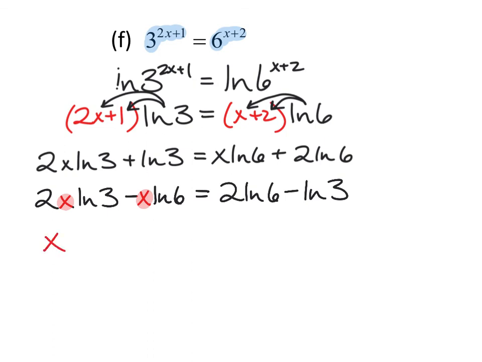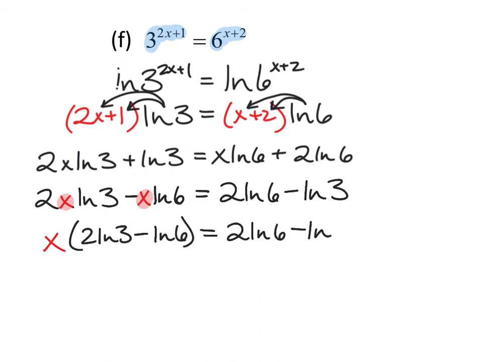Again, hopefully you notice that we still have those common x's over here that we can factor out. This is going to be x with the leftovers of 2 times the natural log of 3 minus natural log of 6. And then to solve for x, I just divide by the constant near it, or by the coefficient near it, which means x is going to be 2 times the natural log of 6 minus natural log of 3, all divided by 2 natural log of 3 minus natural log of 6.